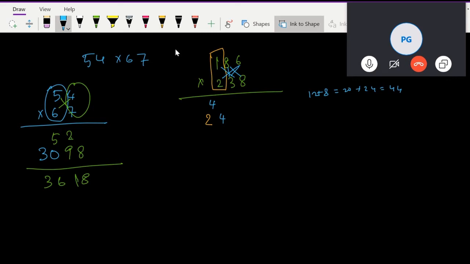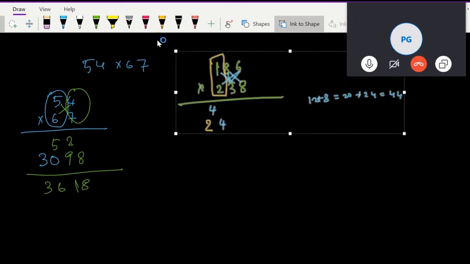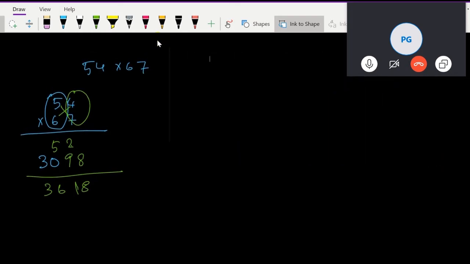Shall I repeat this? Yes, sir. Start from the beginning. 186 into 238. Step 1. We multiply 2 and 1. So we write 2. Okay, next we go stepwise.